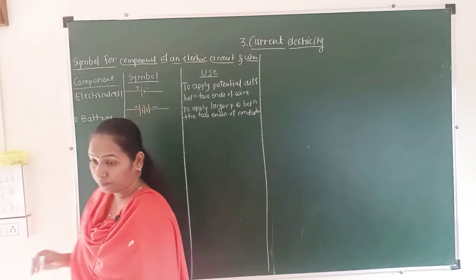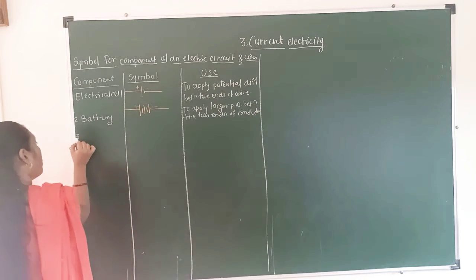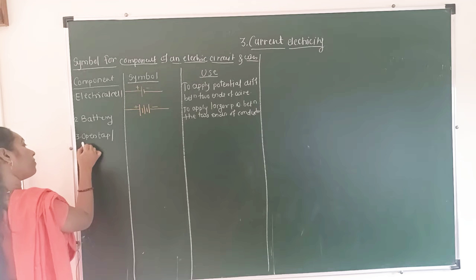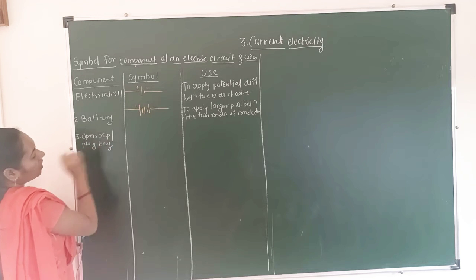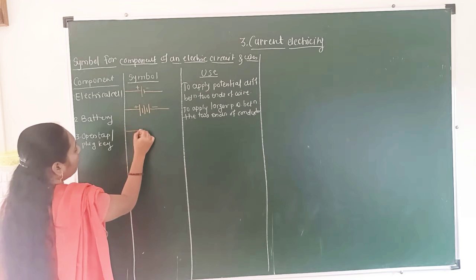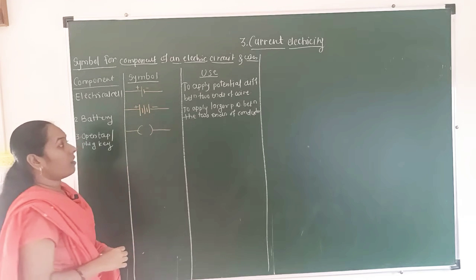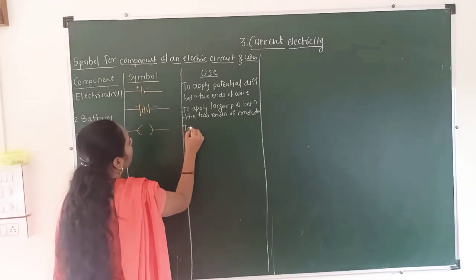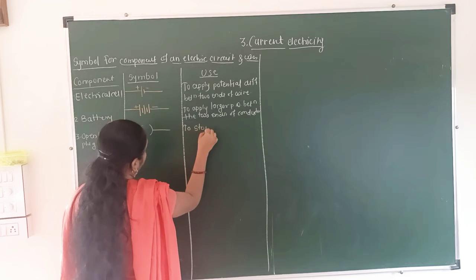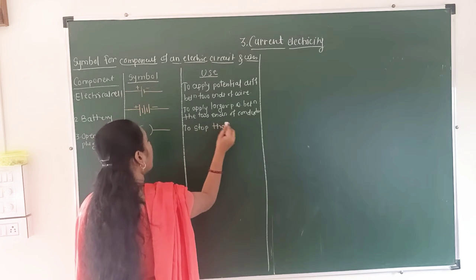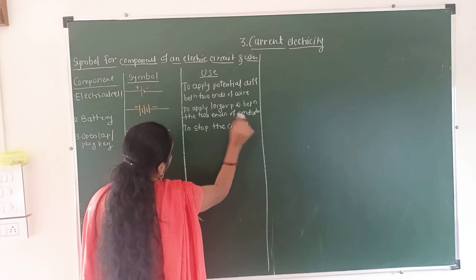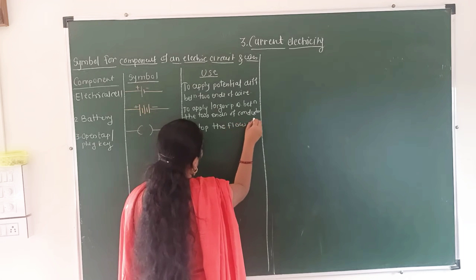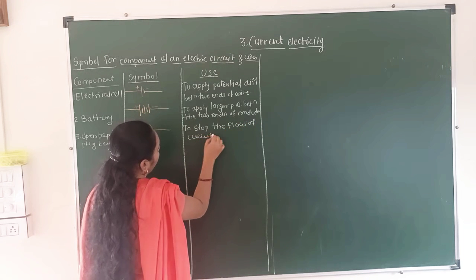After that, the third component is the open tap, also known as a plug key. How is the open tap shown with the help of a symbol? The symbol for the open tap is like this. What is the use of the open tap? The use of the open tap is to stop the flow of current through the circuit.